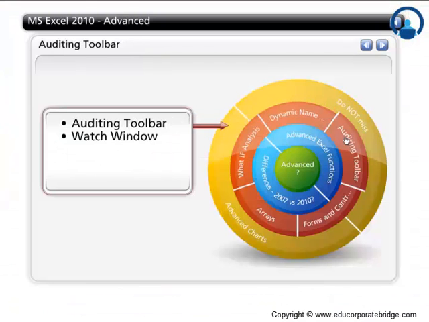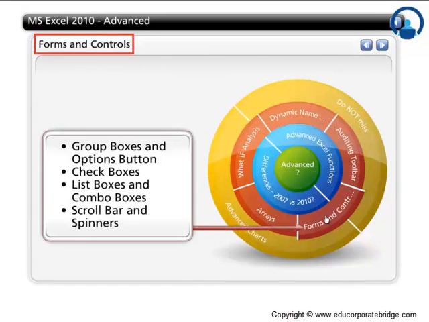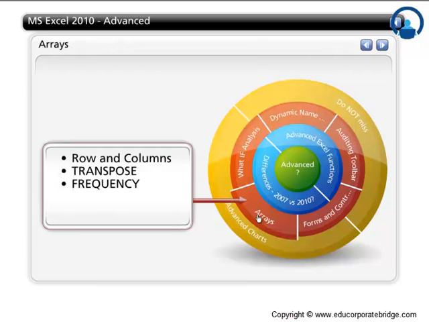We will also learn how the auditing toolbar actually works and how we can audit a formula using the watch window. We will see there are different kinds of form controls like group boxes, check boxes, list boxes, combo boxes, scroll bars and spinners. So we will also learn those things as well. In addition to that, we will also learn arrays, which are very useful functions when we are dealing with databases. We'll also learn transpose and frequency functions.